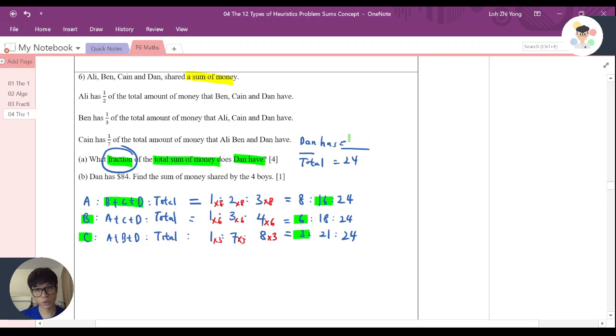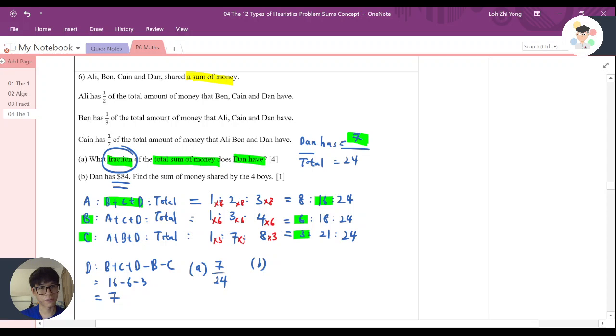So if we need to look for D here, we just use 16 minus 6 minus 3. I know that to look for D, it will be B plus C plus D minus B minus C, correct? So it will be 16 minus 6 minus 3, so it will be 7. So what Dan has is 7 over 24. And we are done with that part. Now let's look for part B.